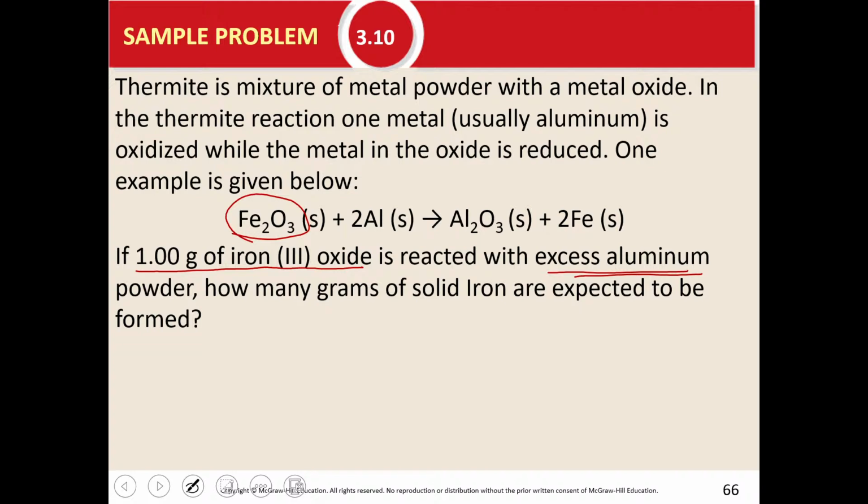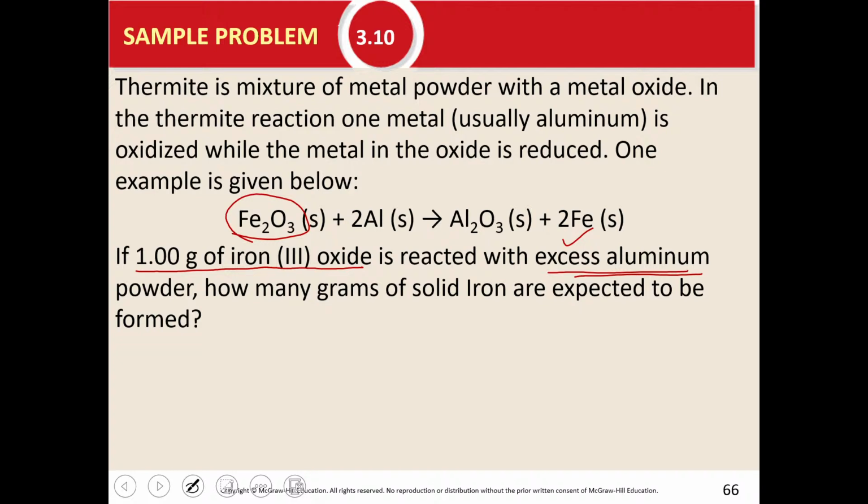The word excess here is critically important because that's one thing that tells us this is not a limiting reactant problem, meaning one of the reactants or the other limits us. In this case, we only have 1 gram of iron 3 oxide and we have all the aluminum our little hearts could possibly desire. So this is not a limiting reactant problem. As soon as you see excess, you should immediately be saying, just do it regular. Just solve this regularly.